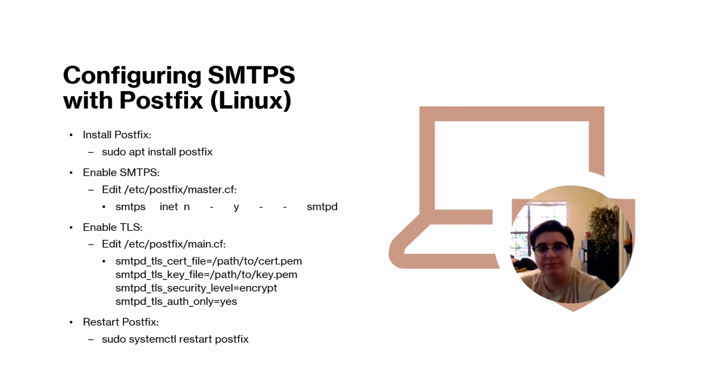On Linux, we'll configure SMTPS using postfix. First, we install postfix, then we edit its configuration to enable SMTPS on port 465. This involves updating both the master and main configuration files to define the listener port and security settings. Next, we configure TLS by providing a certificate and key, similar to what we did with Dovecot. Once all changes are saved, we restart postfix. The server is now capable of securely handling outgoing email through port 465.